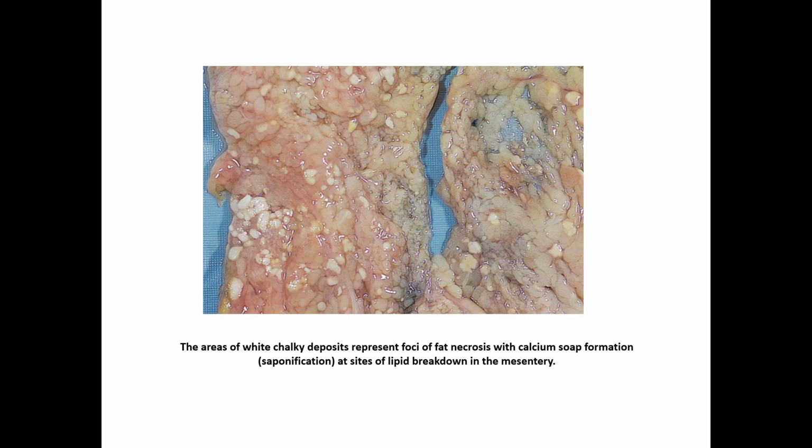This is a gross appearance of an area of white chalky deposit representing foci of fat necrosis with calcium soap formation, which we call saponification, at a site of lipid breakdown in the mesentery. This is a mesenteric specimen.